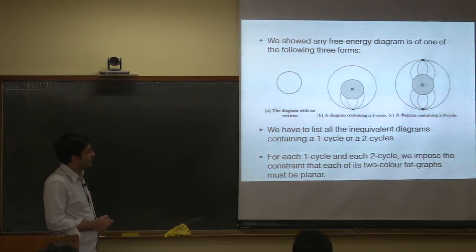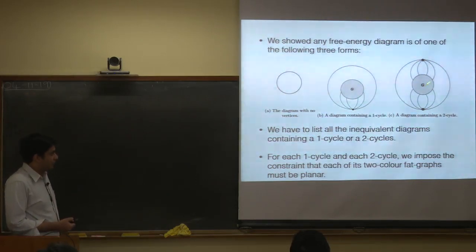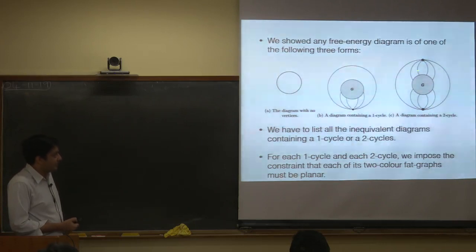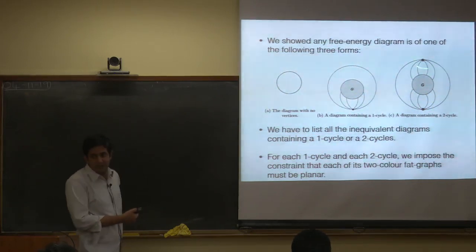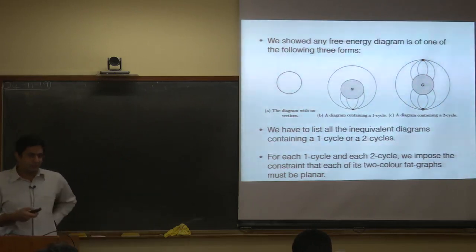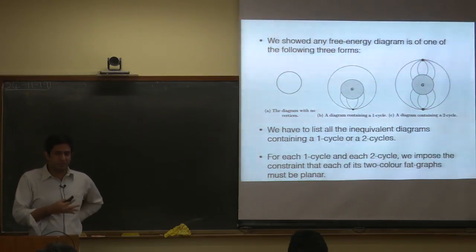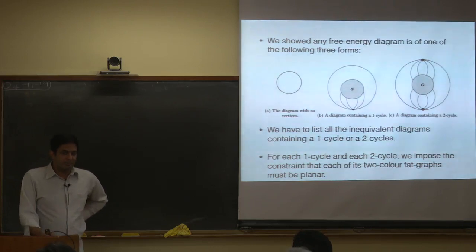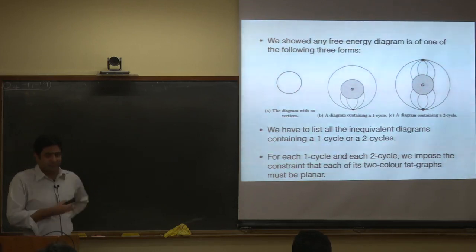Either it's just the free energy diagram, or it contains a one cycle, which is this, or it will contain a two cycle, with this graph G. Of course, there may be several inequivalent two cycles. A two cycle means you have to choose two vertices to contract, and because the graphs are complicated, they're not all equivalent. So you can list all the inequivalent one cycles and two cycles that are not related to each other by automorphism or color permutation symmetry, and that classifies all the free energy diagrams.